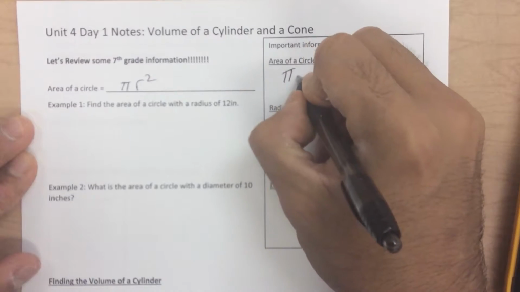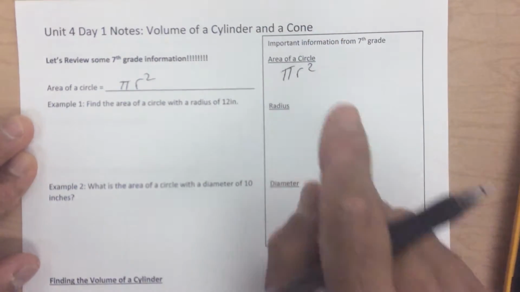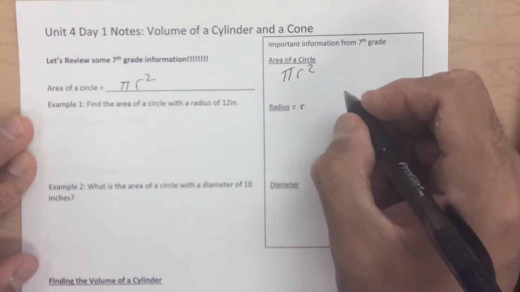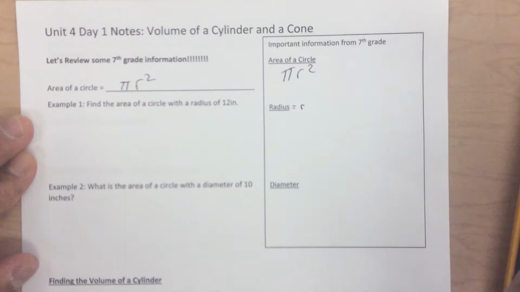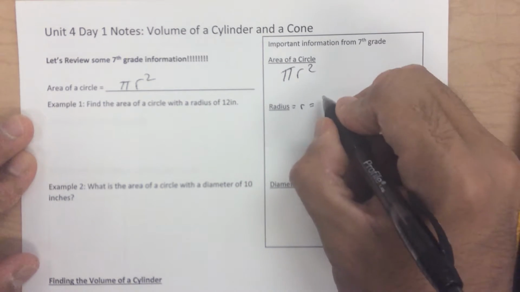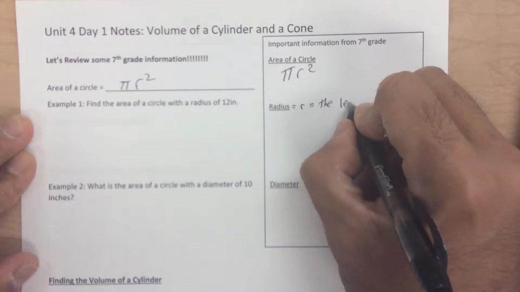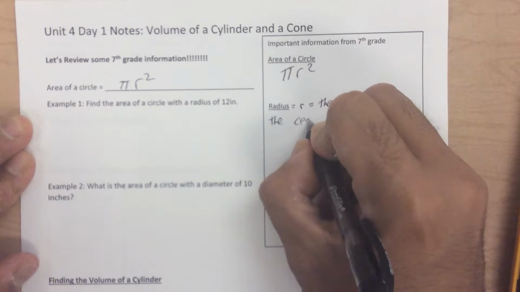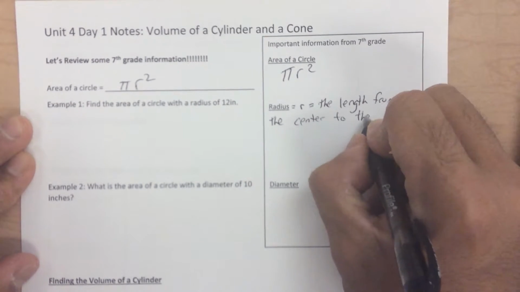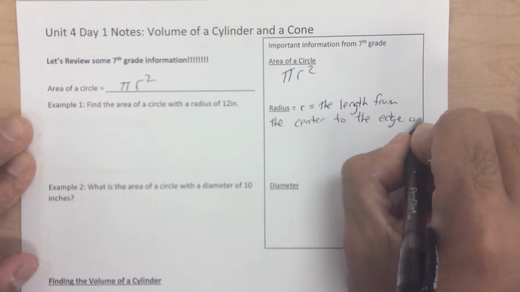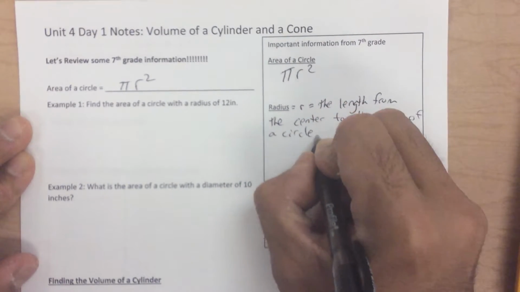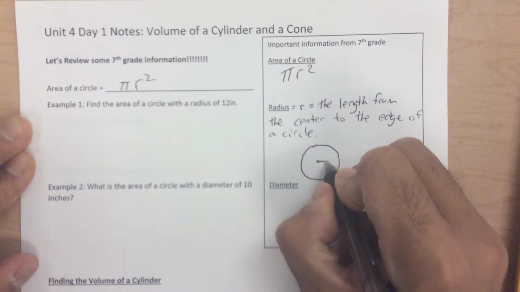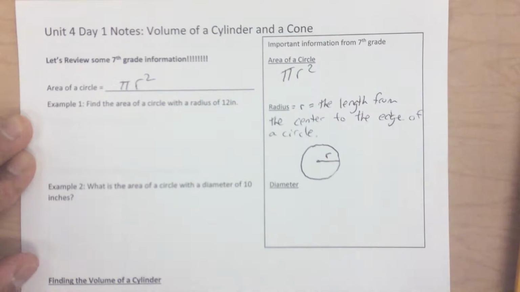Now, if you notice, r is represented by the letter R. R represents the radius, which basically means the length from the center to the edge of a circle. So a picture of the radius will be from the center to the edge, and that's known as the radius, so R.